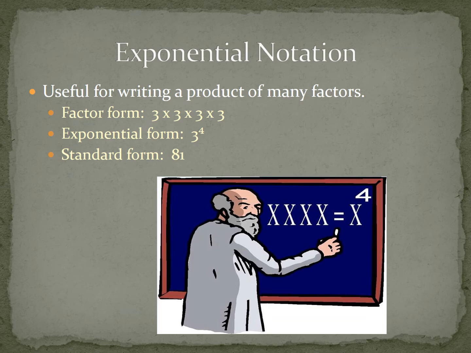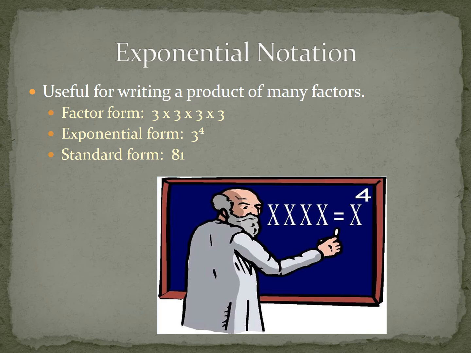All right, now moving on to exponential notation. This starts on page 209 in your textbook. So when we're looking at, for example, 3 to the 4th power, this is useful for writing a product of many factors. So how many times are we going to multiply out the number 3?